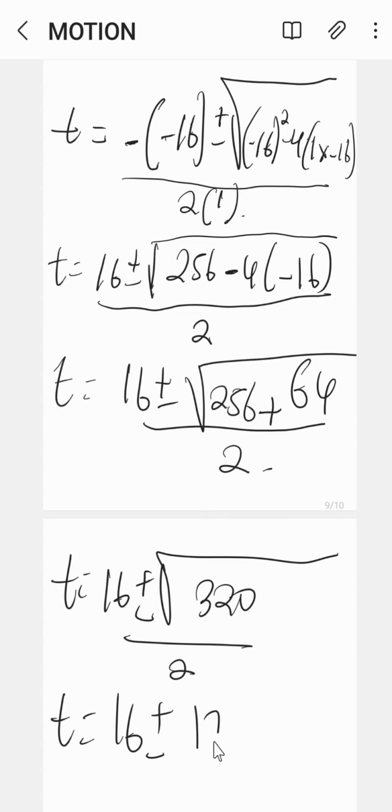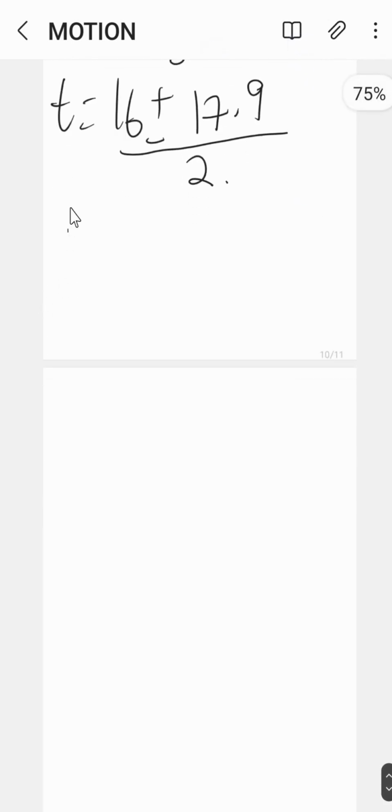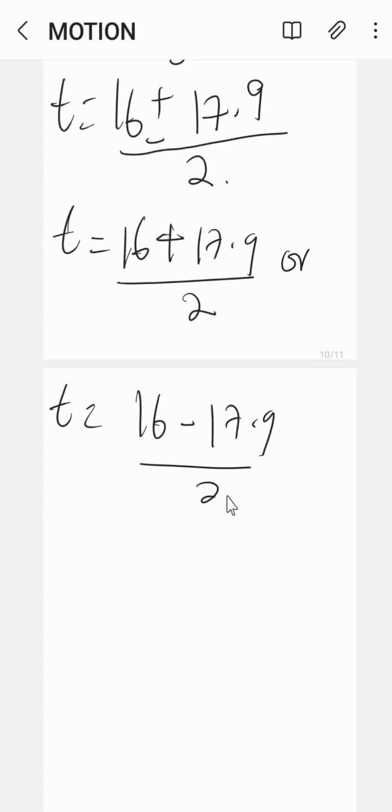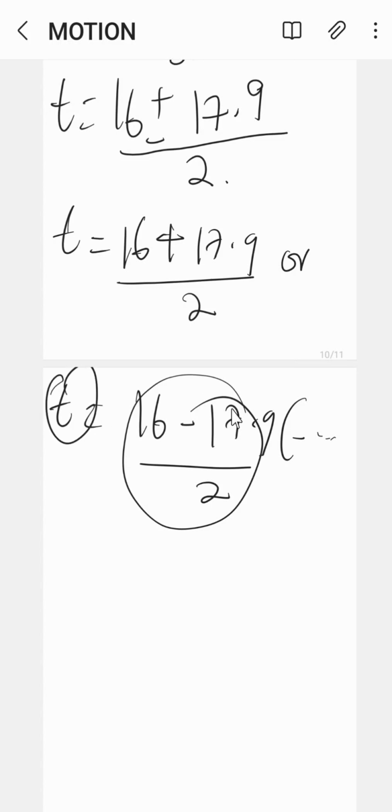The square root of 320 gives you 17.888, so would you say 17.9 over 2, all right? So now you have time is equal to 16 positive 17.9 over 2, or another t, which will be 16 minus 17.9 over 2. Now this one will give you a negative value, because the top will give you a negative value, right? You cannot have time which is a negative value in this concept, all right? So we'll select the one that gives you a positive time.